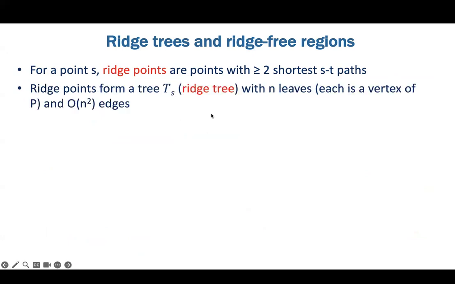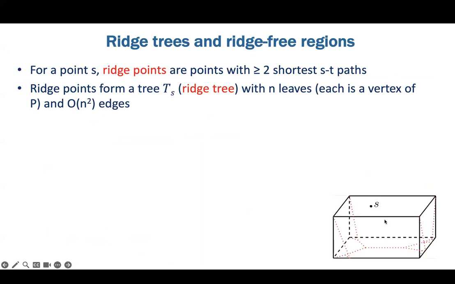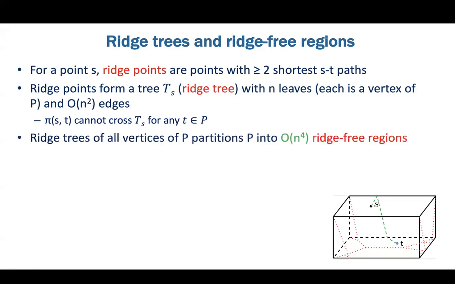So the ridge points form a tree. We call that the ridge tree. In this example, S is here. The red segments are edges of the ridge tree. It has n leaves and at most n square edges. So for example, S here, then this will be a shortest path. Any shortest path from S cannot cross any edge of the tree.